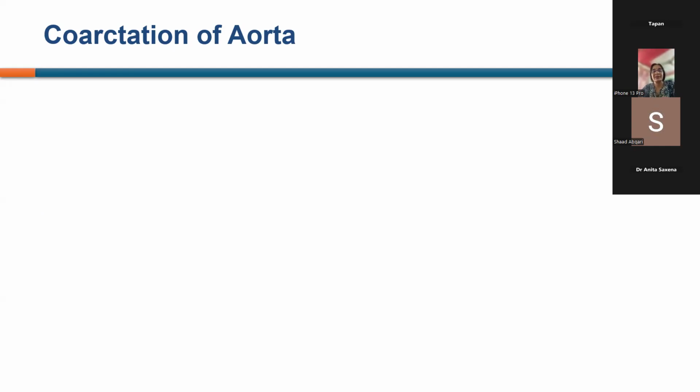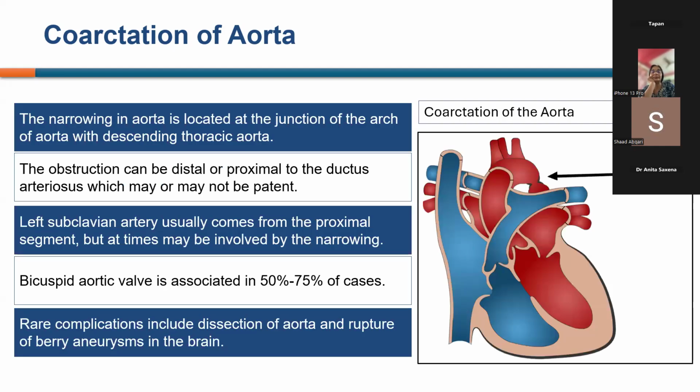Okay. So the last lesion that we're going to discuss in this is coarctation of aorta. I think we still have some time, no? Yeah, okay. Coarctation of aorta, and I think it is something that you are very well aware of. There is an obstruction outside the heart in the aorta, just after the left subclavian artery has taken origin, which is basically the junction of the arch with the descending thoracic aorta.